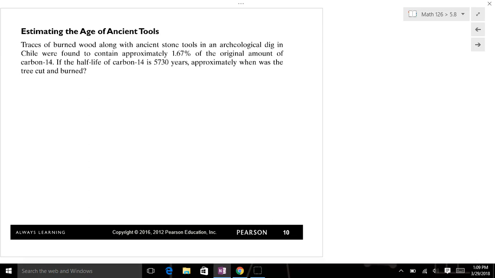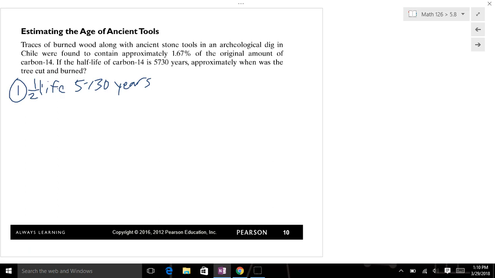tools in an archaeological dig in Chile that were found to contain approximately 1.67% of the original amount of carbon-14. If, and here's where you want to start, the half-life of carbon-14 is 5,730 years, approximately when was the tree cut and burned? So that half-life, 5,730 years, is going to tell us the growth rate on this thing. In other words, how fast it decays.